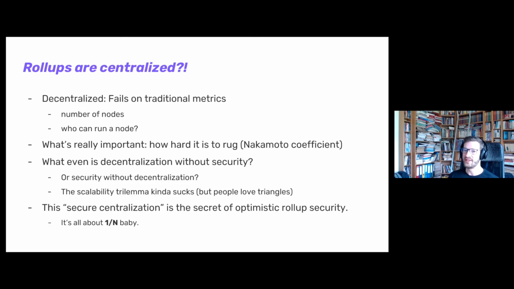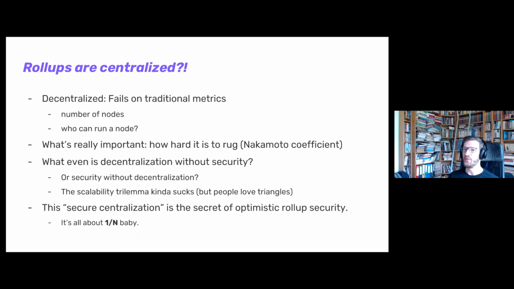Something that people might say after hearing this is that rollups are actually very centralized, right? There's the sequencer, or maybe there's 10 sequencers. It seems very centralized, and it does fail on traditional metrics. There are not that many nodes, and running a node is expensive. But what's really important is that to steal funds, to cheat the rules of the blockchain, you would need everybody to be dishonest, everybody that verifies.